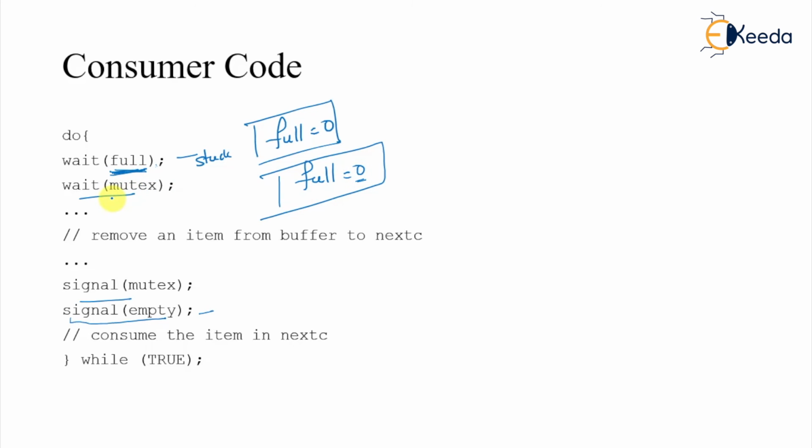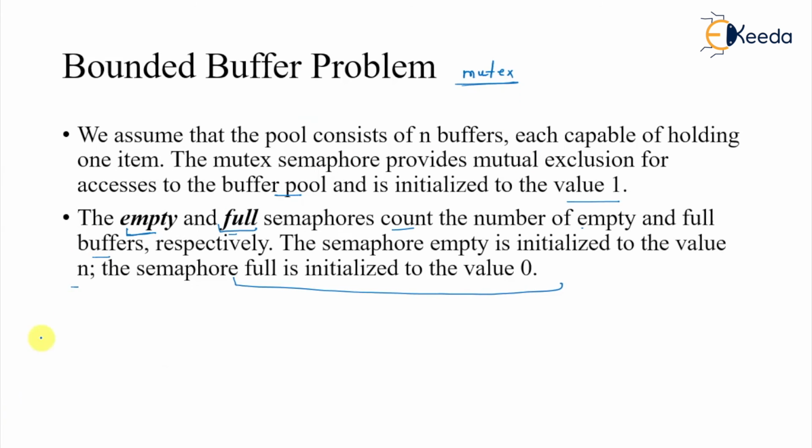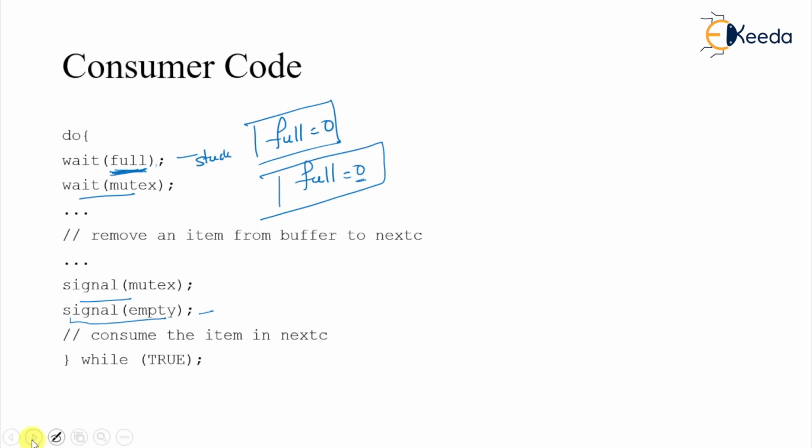Initially the consumer will go and see that the full value is 0, so it will be stuck here. Then it counts the number of empty and full buffers. The semaphore empty is initialized to the value n, as all n locations are empty. Semaphore full is initialized to 0, as no buffer is full. So that way we can achieve mutual exclusion. That is your producer and consumer problem.